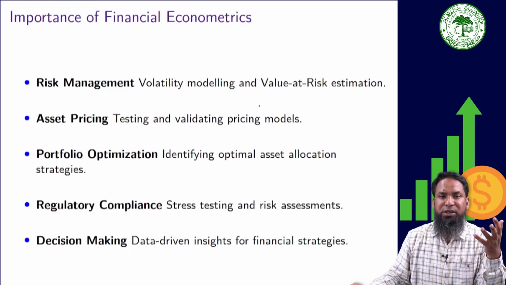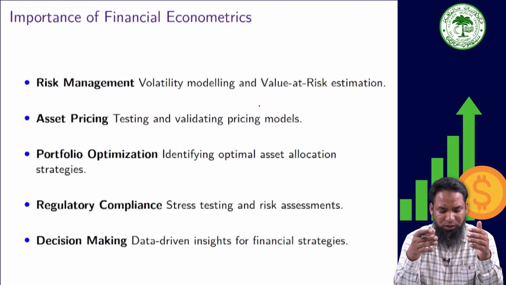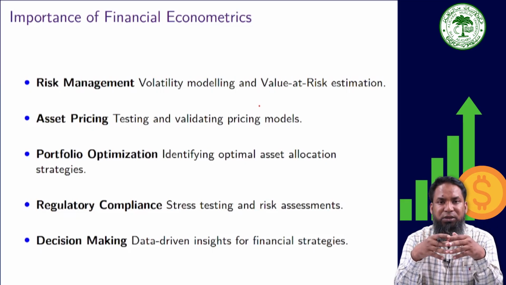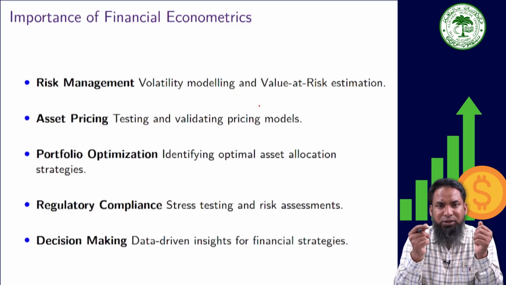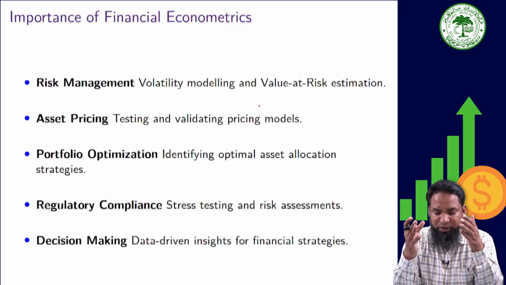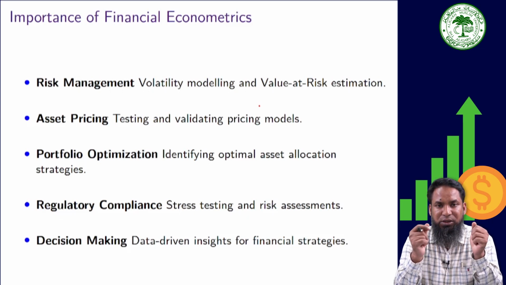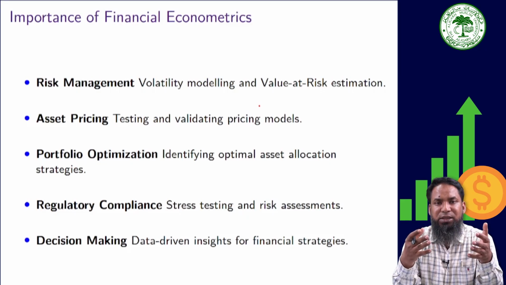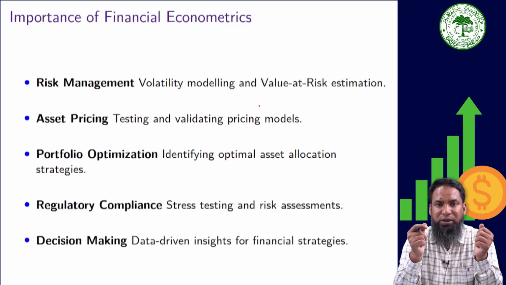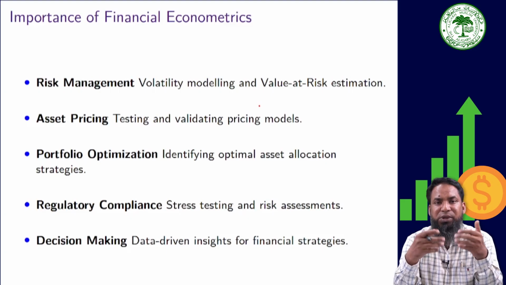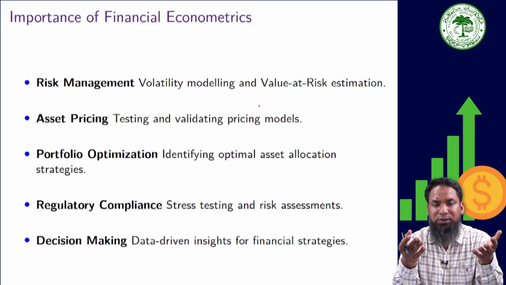Then what is the importance of financial econometrics? One aspect is risk management, or volatility. When we say risk management, primarily we are concerned with volatility modeling. This whole area of volatility modeling and value at risk estimation helps us manage the risk. For example, suppose we have a portfolio and we want to assess the risk, we have to rely on financial econometrics. Financial econometrics helps us to measure, assess, and manage the risk.